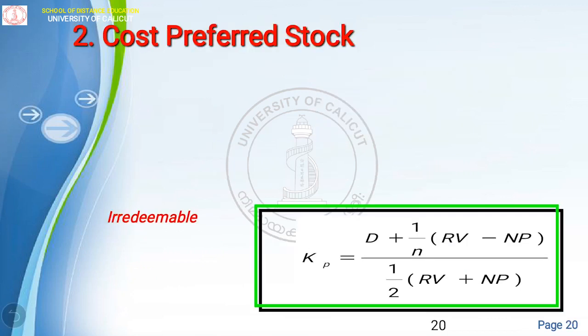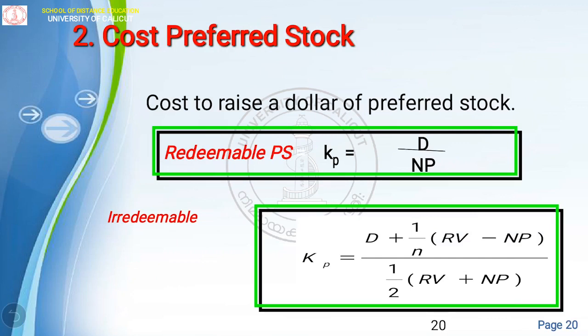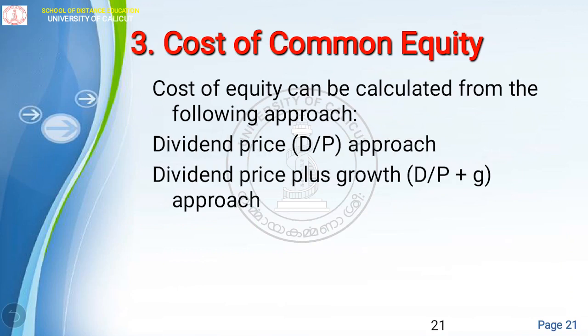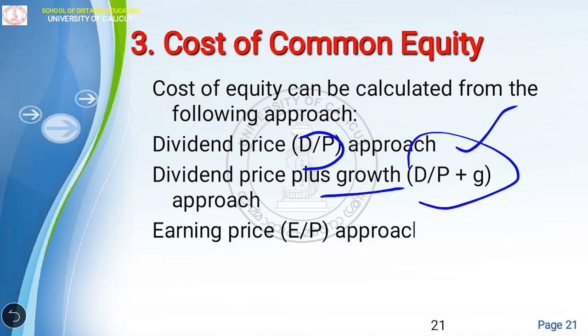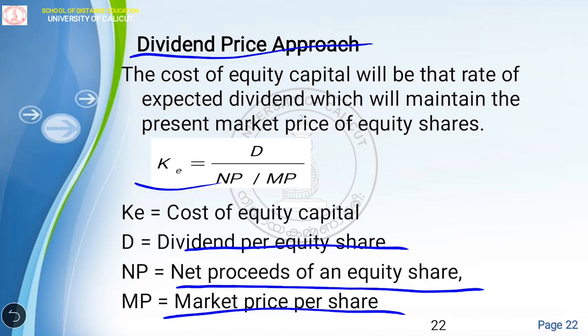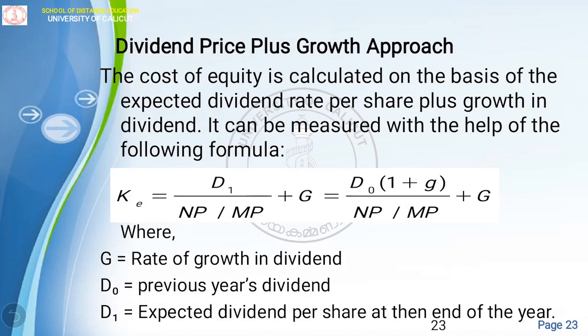Then preference stock. The cost of preference shares can be calculated as D divided by NP, the net proceeds. The cost of equity can also be calculated by some approaches: the dividend price approach, the dividend price plus growth approach, where we have to consider the growth rate also, then the earning price approach, and the realized yield approach. Let's see them. The dividend price approach is calculated as dividend divided by NP or MP. Here Ke is the cost of equity, D is dividend per share, and NP is net proceeds of an equity share or market price per share. You have to follow some questions from this area.